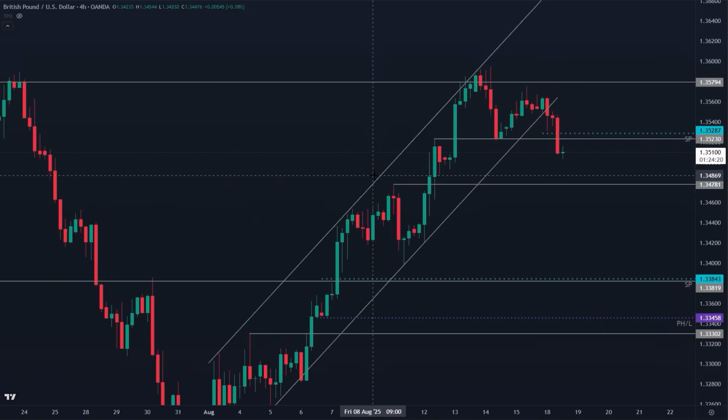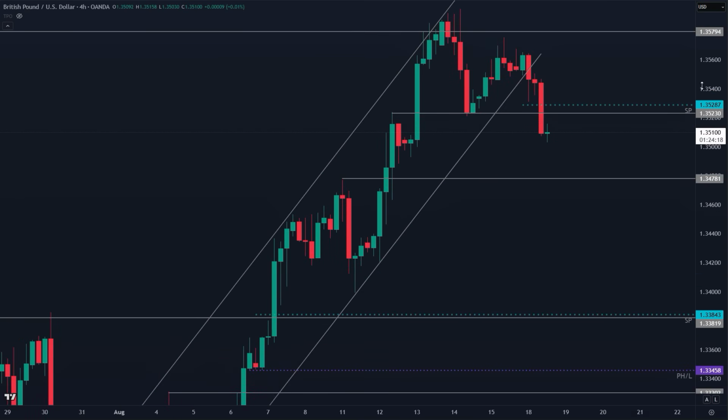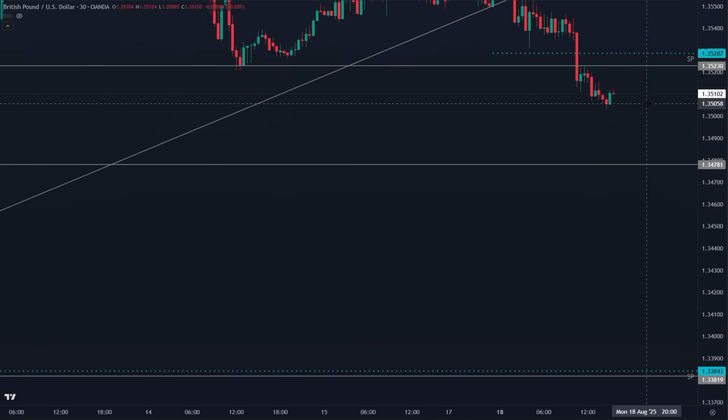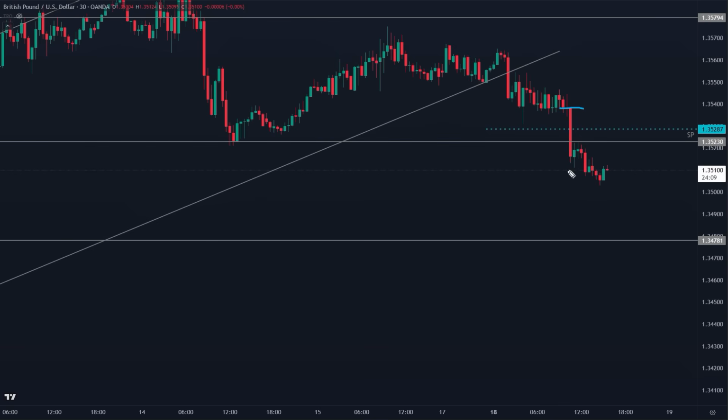So these single prints, guys, in TPO terms, are basically a very thinly traded area on the 30-minute time frame. If you move to the 30, you'll see that you have this candle right back here, and this is that single print. So right through here, this was a very thinly traded area. The pound broke down from this, and it has yet to return to this area.